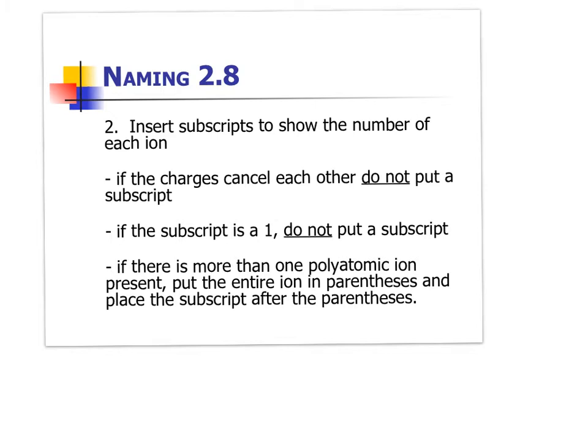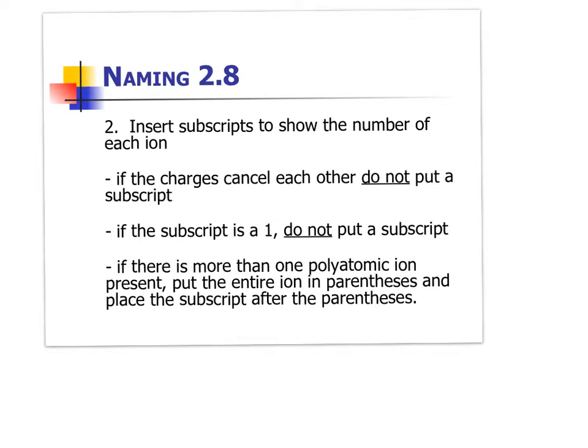Step 2 is to insert subscripts to show the number of each ion. If the charges cancel each other out, meaning they add up to 0, don't put a subscript. Just simply writing the element's symbol indicates that you have one of them there. You do not put a subscript of 1.